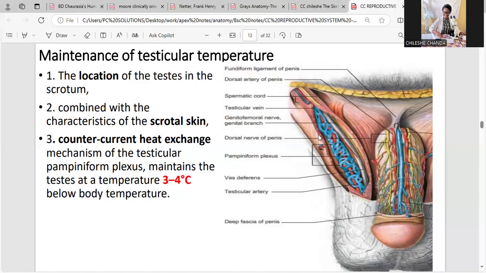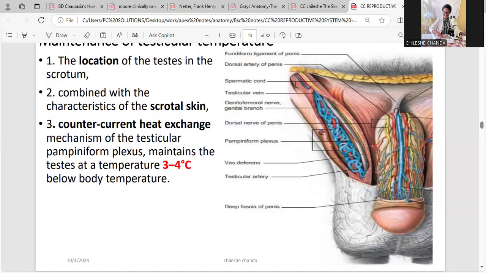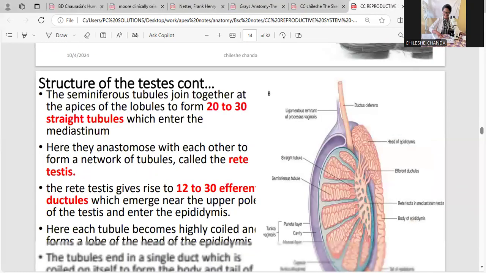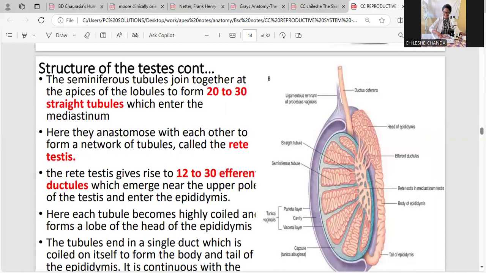Now, what happens is, as the blood is coming from the body, remember the body is hotter, so the blood coming from the body is going to be hot, but the blood coming from the testis is going to be cooler. So as the blood is coming from the body to the testis, it will be cooled by the blood in the pampiniform plexus that is going back to the body. So you'll find that the temperature is nicely maintained. And then we have the structure of the testis.